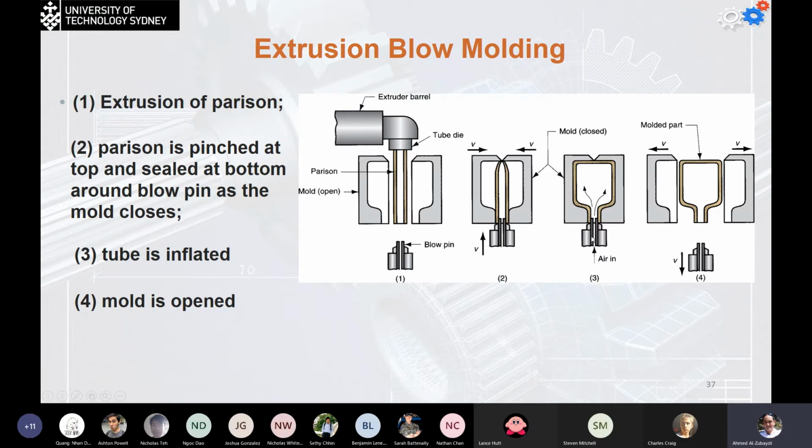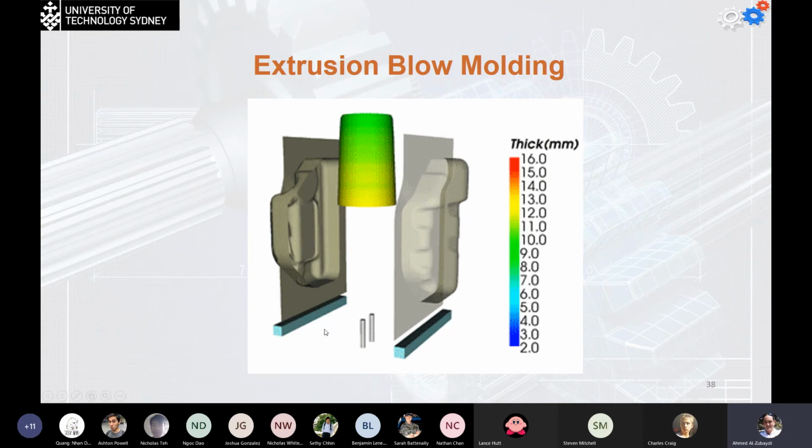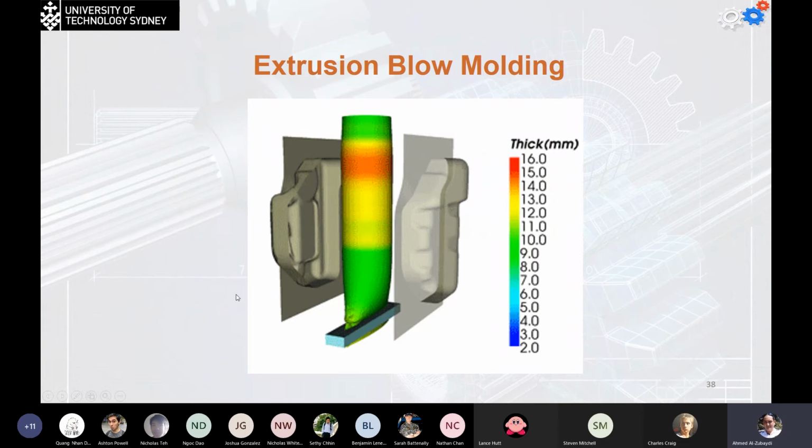Okay, after we have the solidification process, the 2 sides of the mold will be open and we get the product out. And then the process will be continuously done until we manufacture the desired amount of bottles every day. So this is the classical extrusion blow molding. The other one is similar to this, this is the simulation process for it.